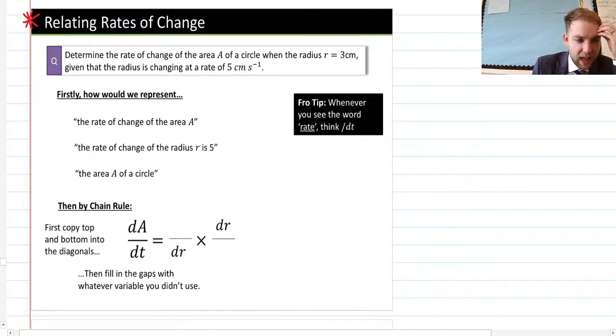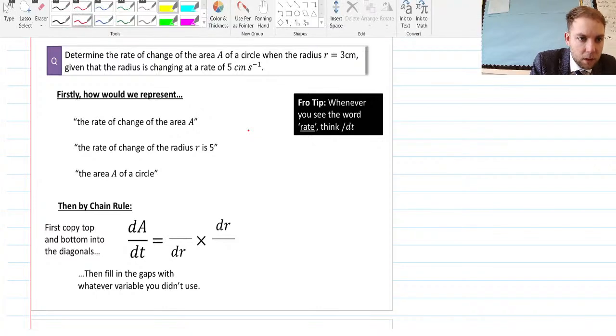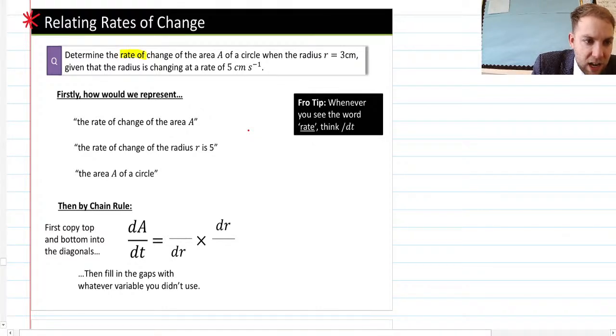So the rate of change of the area is A. The rate of change of the radius is 5. The area of a circle. So, sorry, it's talking through how we would think about this question: determine the rate of change of the area of a circle when the radius of the circle is equal to 3, given that the radius is changing at a rate of 5 centimeters squared. Now, there are lots of different parts here that we've got to think about. So, determine the rate of change of the area of a circle.